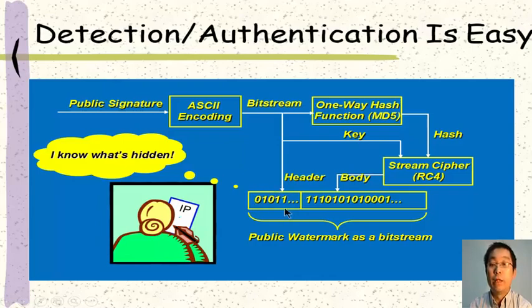And if the user wants further verification, she can also hash the bitstream file from the public signature and then use this as the key to encrypt the hash and find out what the body of the public watermark is, and then verify whether the public watermark body has been changed or not, and then eventually verify or detect the public watermark.